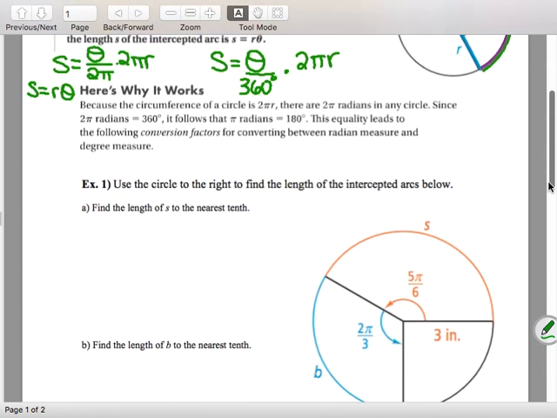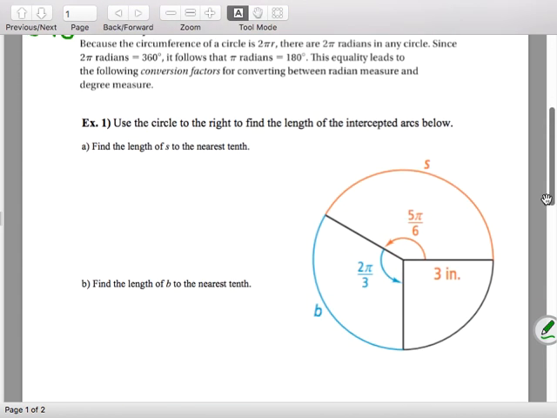So, let's look at example 1. It says, use the circle to the right to find the length of the intercepted arcs below. So S is this part in red. And the formula we're going to use is S equals r theta, or you can just do theta over 2 pi times 2 pi r. For an arc length, what part of the whole thing do we have? The whole thing is 2 pi r, and the fraction is the angle out of 2 pi. This is way easier than doing all that.